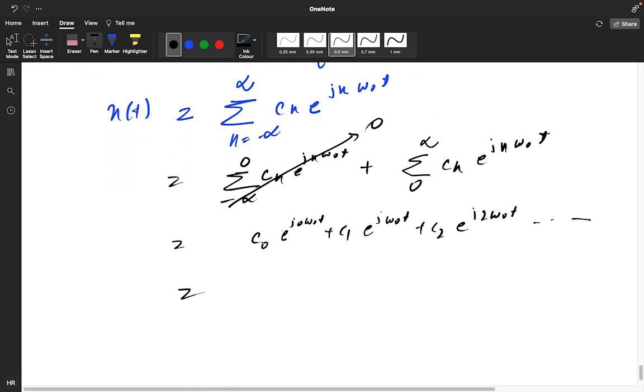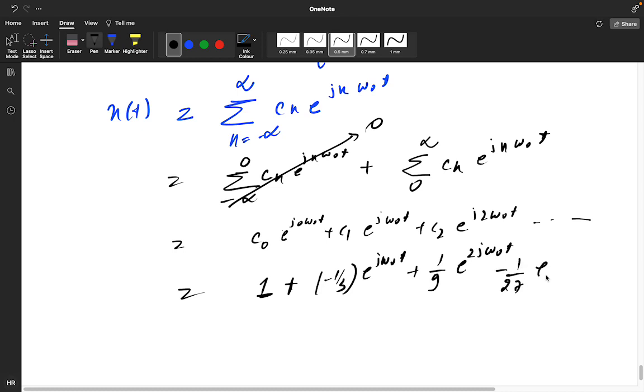So minus 1 by 3 to the power 0 will be 1 only, so 1 will come. Minus 1 by 3 to the power 1, so what you will get? Minus 1 by 3 e power j omega naught t. And here, minus 1 by 3 to the power 2, so 1 by 9 e power 2j omega naught t, plus minus 1 by 3 to the power cube. Plus will not come, minus will come. Minus 1 by 27.